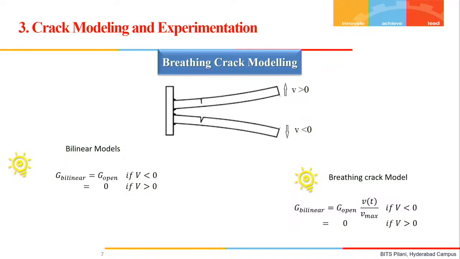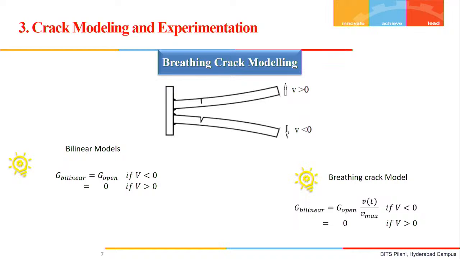Secondly, if we talk about the breathing crack modeling, generally there are two models widely available. One is the bilinear crack model, where it is assumed that in one half cycle of the vibration, suppose this V is the vertical displacement of the beam, so in the upward half cycle of the vibration, this crack will remain completely closed, so it will behave like an intact beam, and the natural frequency will be equal to the natural frequencies of the intact beam.